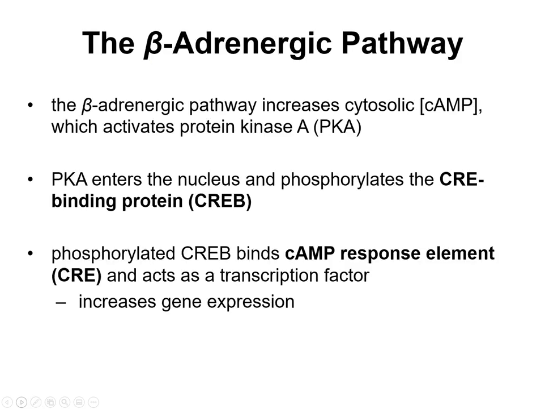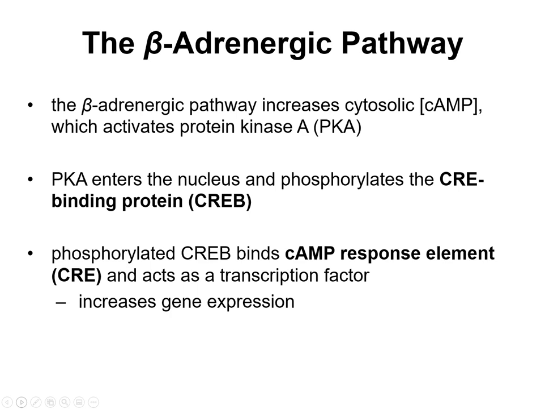So for example, in the beta adrenergic pathway, the result is that you increase cytosolic cyclic AMP, and that activates protein kinase A. We've heard a lot about PKA, right? It's one of those master regulator proteins. PKA, when it sees that increased cyclic AMP, part of it will dissociate and enter the nucleus, and it will phosphorylate. So the part that dissociates is the catalytic domain. It will enter the nucleus and phosphorylate the CRE binding protein, or CREB.